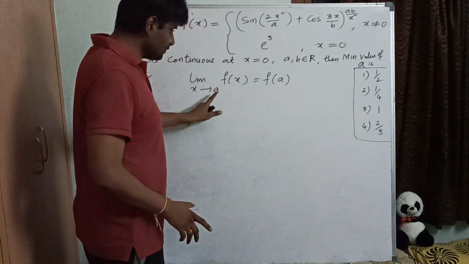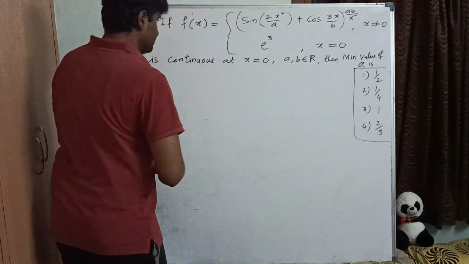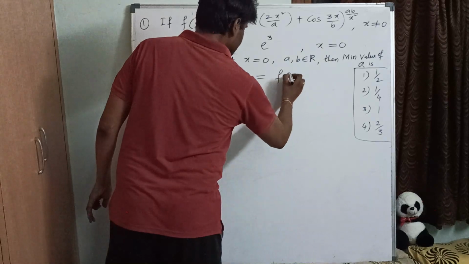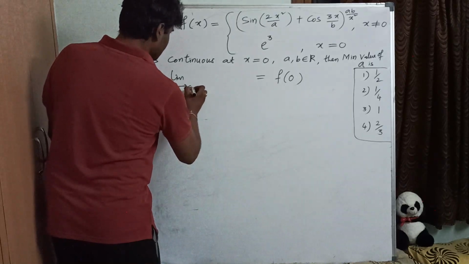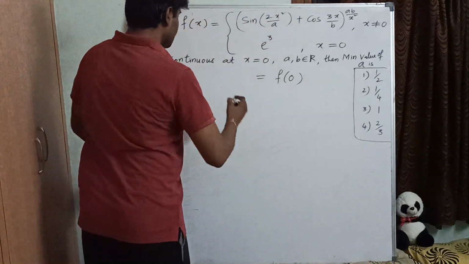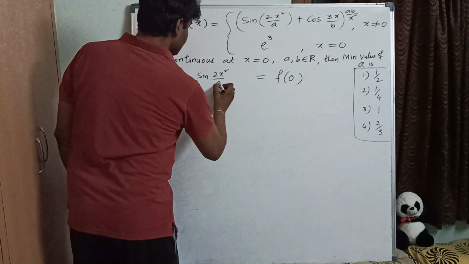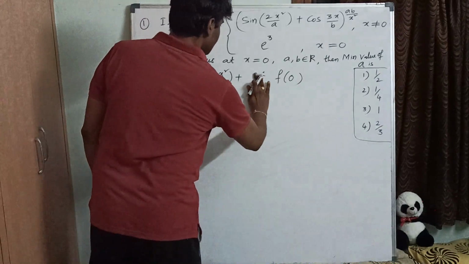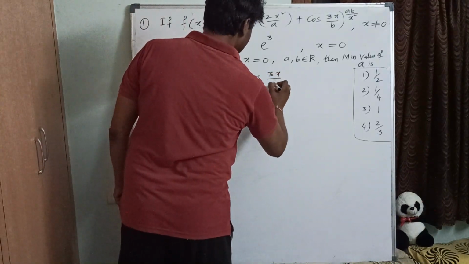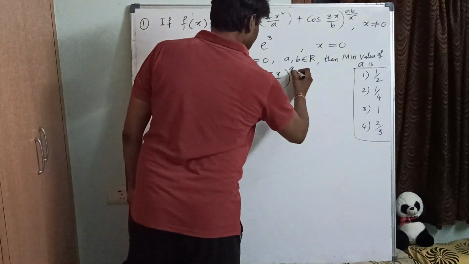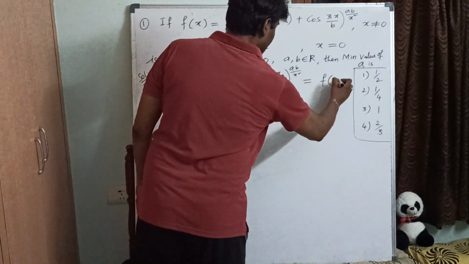So now let us go for applying this formula. Okay, now I am going to erase it. So limiting value equals function value. That means f of 0 equals the limiting value. So limit x tends to 0, f of x. What is f of x? This one. So what can I write? Sine of 2x square by a plus cos of 3x by b, whole power ab by x square. From the outlook only, we can identify.